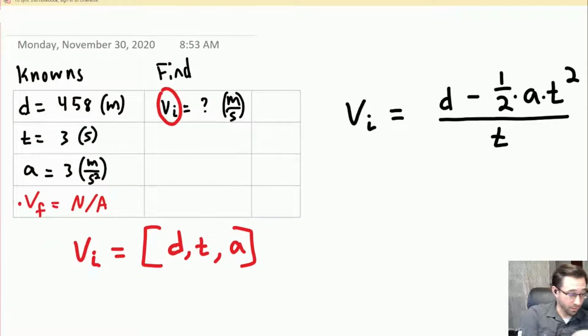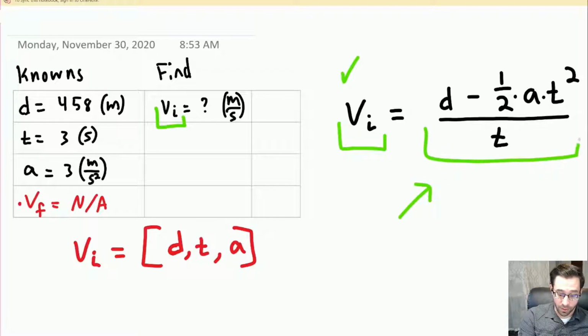And just to triple check that this is indeed the correct equation, on the left side, I should only have my find. I got a check mark for that. And on the right side, I should only have these variables. So I should only have d, a, and t. So all that looks good. So this is indeed the correct equation to use.